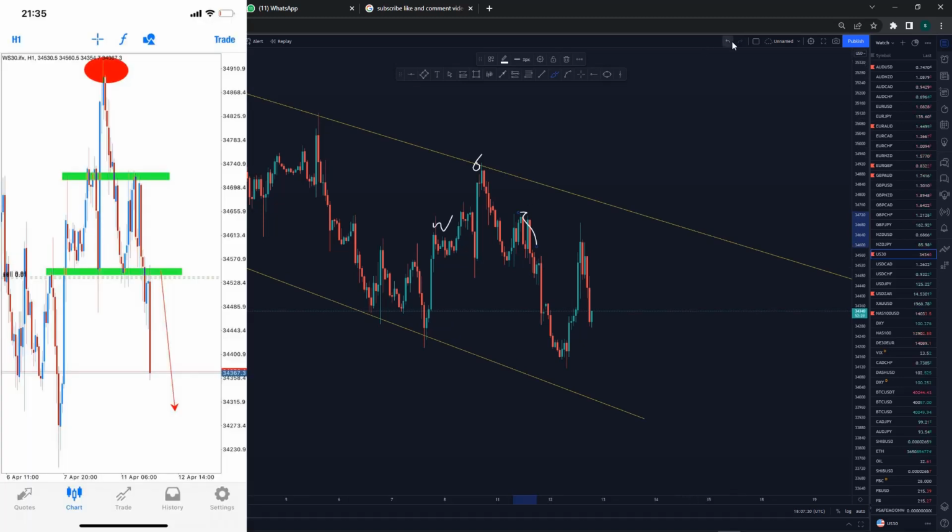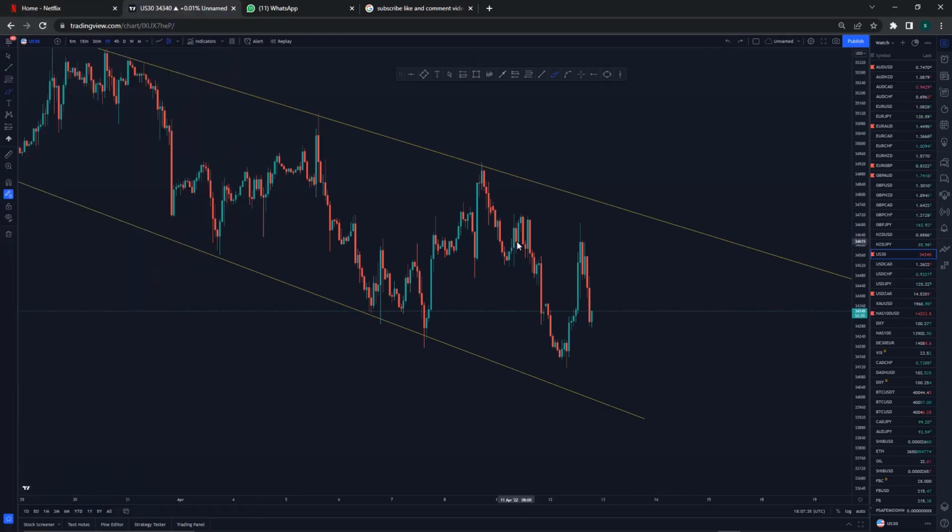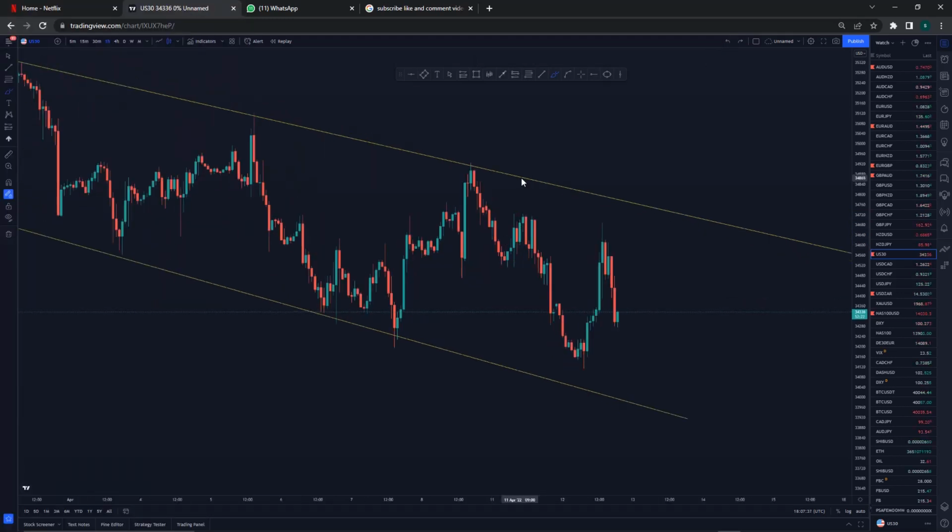All you have to do is focus on the neckline. Once you see the head and shoulders, just focus on the neckline, because this is where you are going to get that good trade, right? This is where you're going to get the good entry. Here's your neckline.